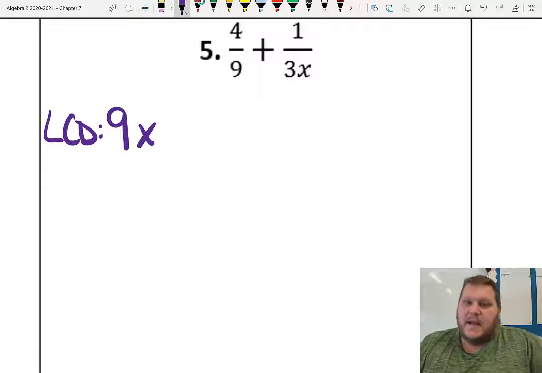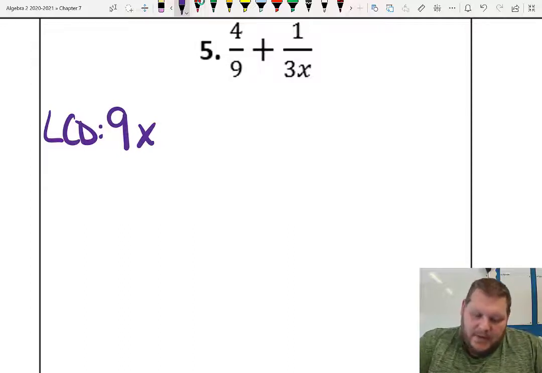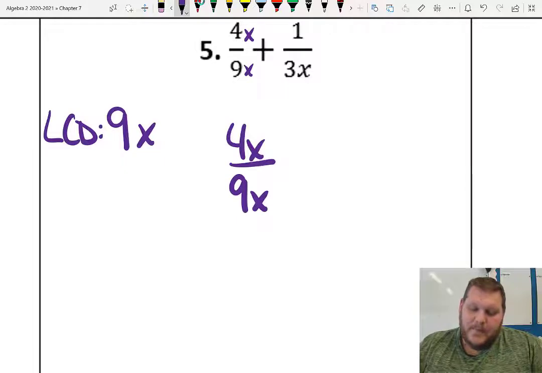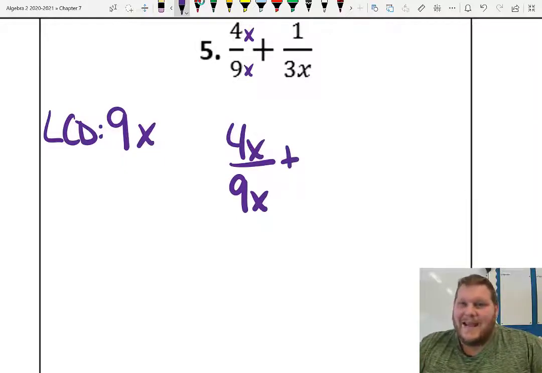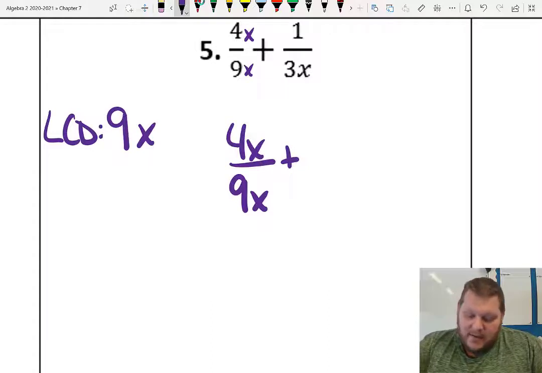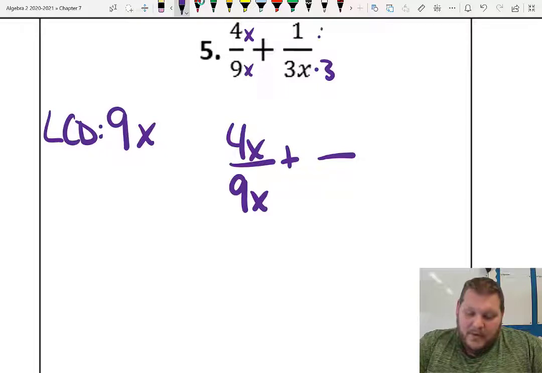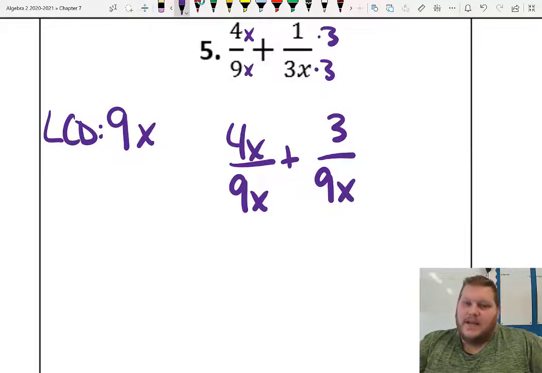So if 9x is my denominator, I would have to multiply this first fraction by x on top and bottom to make it a 9x. So I end up with 4x over 9x. My right fraction already has 3 and x, so it already has the x value there. That tells me in order to make that a 9, I would need to multiply both top and bottom by 3 in order to end up with a 9x in my denominator. So that's what I end up with here.